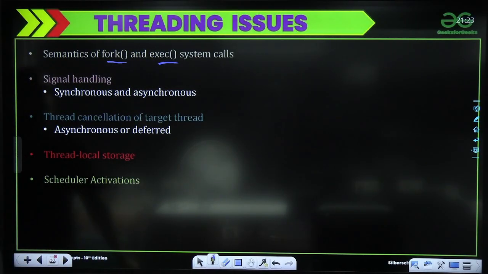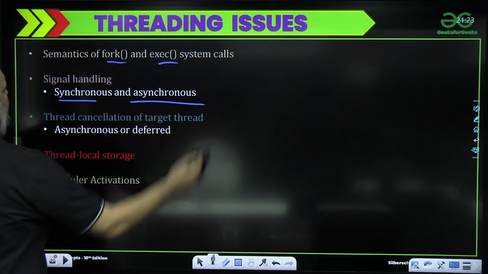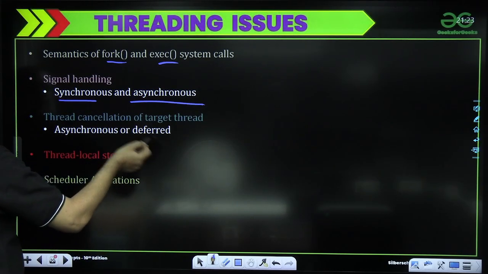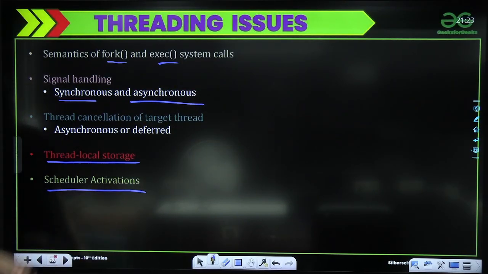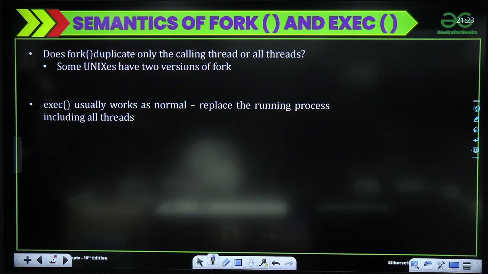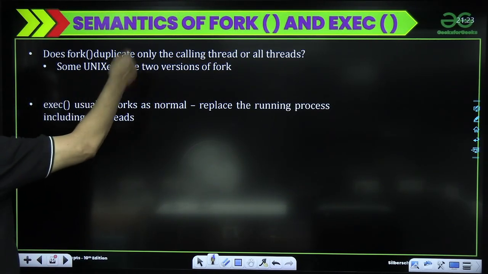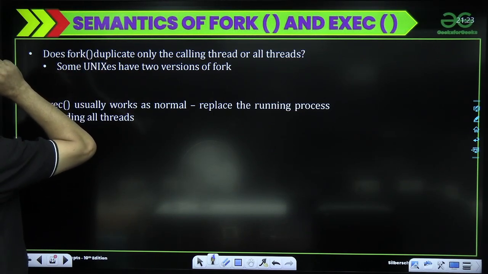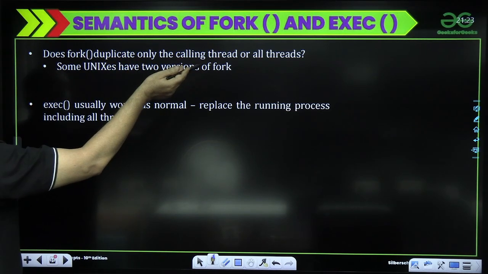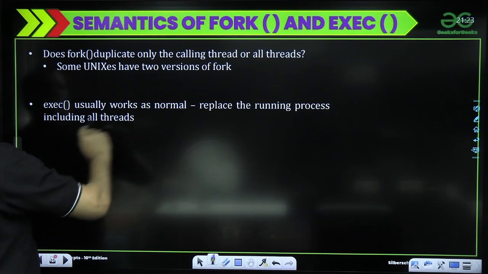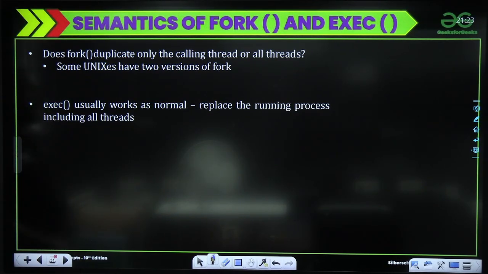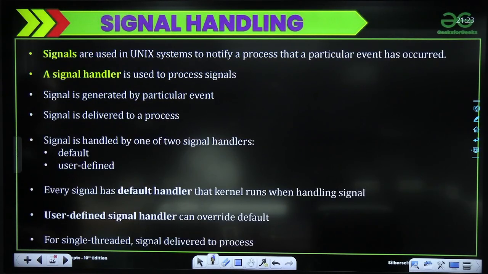How is signal handling to be done? Is it in synchronous mode or asynchronous mode? Thread cancellation of target thread: is it going to kill only one thread or all the threads of the process? What about the issue of thread local storage and scheduler activation? So one by one we'll take up each of these and see what are the possibilities. Some operating systems have two versions of fork. That is, create the whole process, meaning multiple threads are cloned, or only one thread gets cloned. Exec works as normal, replacing the running process including all the threads. So all the threads will get replaced with the corresponding program.